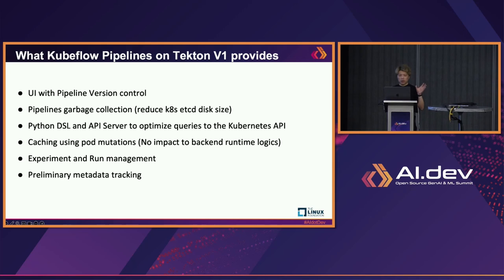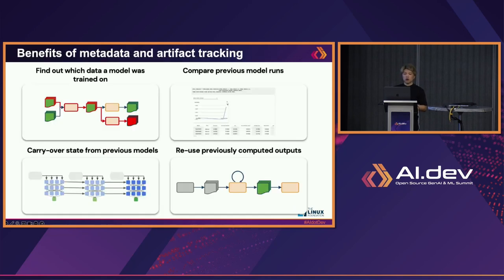Another benefit is experiment and run tracking, which provides a very good way for data scientists to organize their runs and put them into different experiments as they create different models. You also have metadata tracking, where you can see how your inputs and outputs are being leveraged between different components. The powerful part of metadata tracking is that it gives you information on what data the model is training on, and lets you compare different model runs and different metrics. And if you have a caching capability, you also carry over the state from the previous models, and we use the computed output, so you don't have to redo the process. Let's say the pre-processing process, you expect the result to be the same.